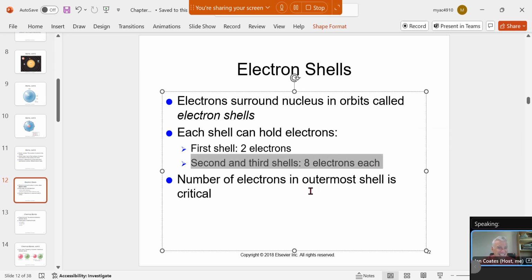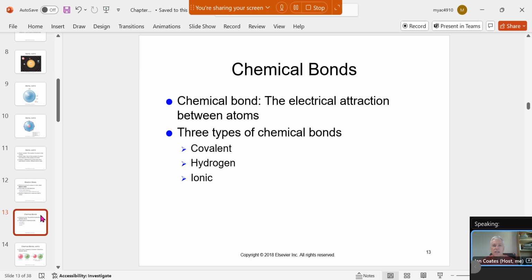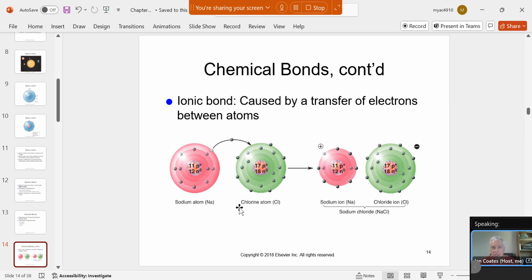Subsequent shells hold 8. So, chemical bonding, the whole idea that atoms can come together to create different things. There are 3 ways they can do that. There's covalent bonding, there is ionic bonding, and then we've got hydrogen bonding. Let's have a look, shall we? So, ionic bonding is caused by a transfer of electrons between atoms.